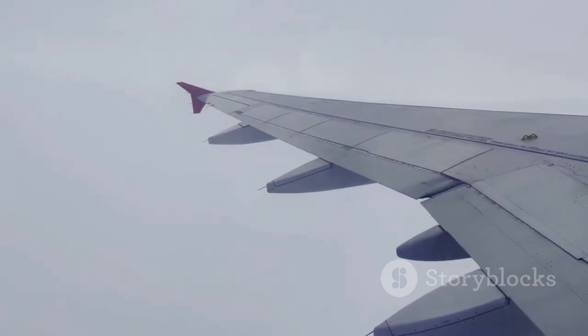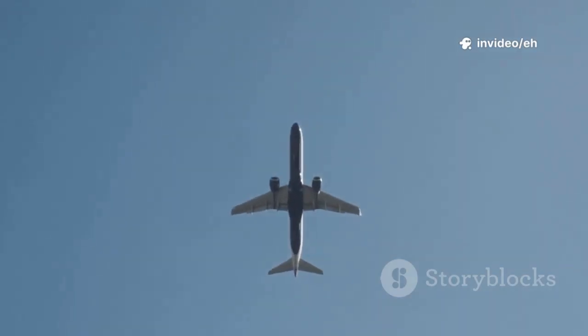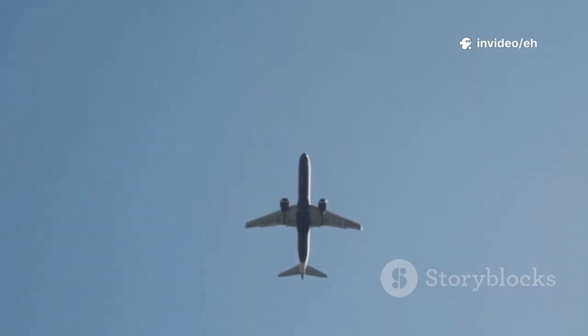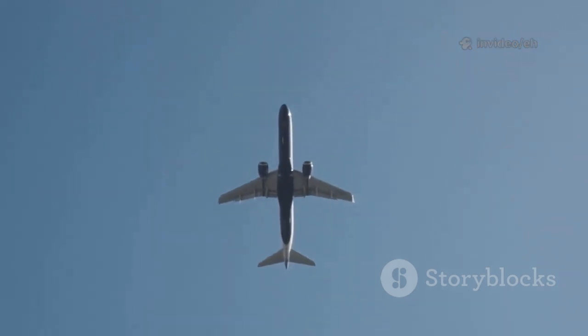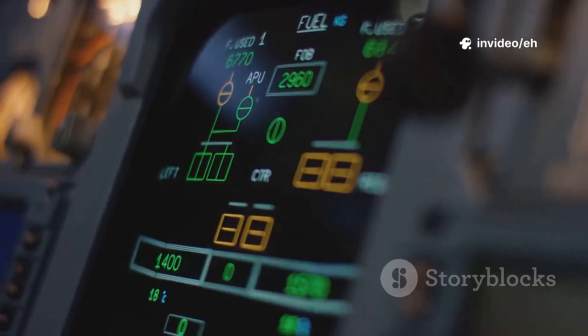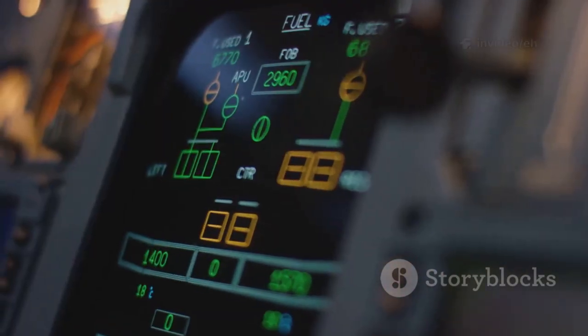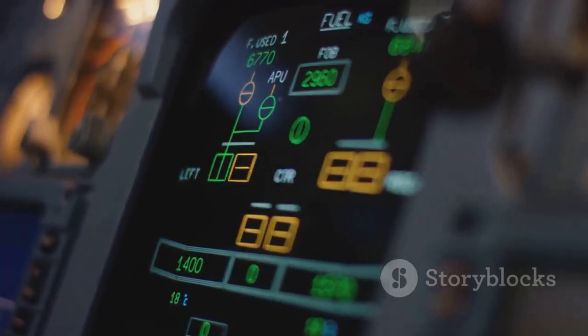To visualize this, imagine thousands of tiny invisible hands pushing up on the wing at various points, each hand representing the pressure at that specific location. Some of these hands are pushing much harder than others, reflecting the varying pressure distribution across the wing's surface. Calculating each individual force exerted by these hands in real time is computationally impossible, even with today's advanced computers.